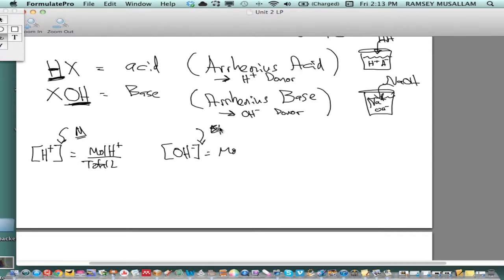Did I show you guys that in the lecture? Did I say the bracket? No? Okay, I never did that. If you put something in brackets, that equals molarity, moles per liter. So the concentration of OH- is moles of OH- over total liters of solution. This comes up a lot in equilibrium, and it comes up a lot in kinetics. No big deal.